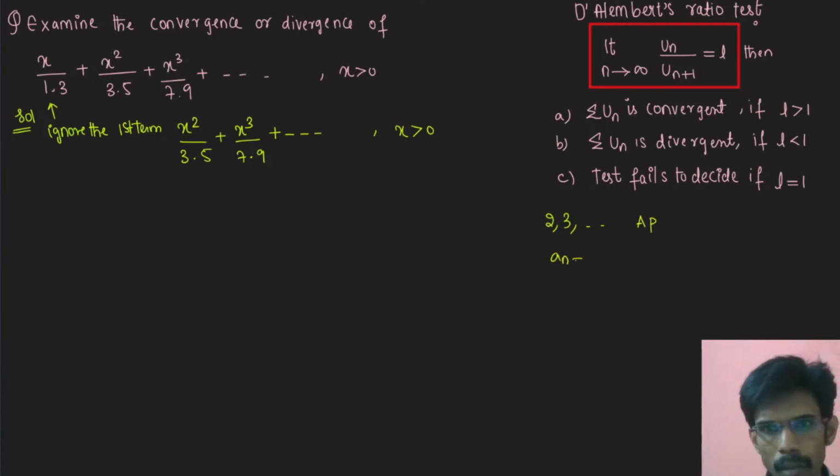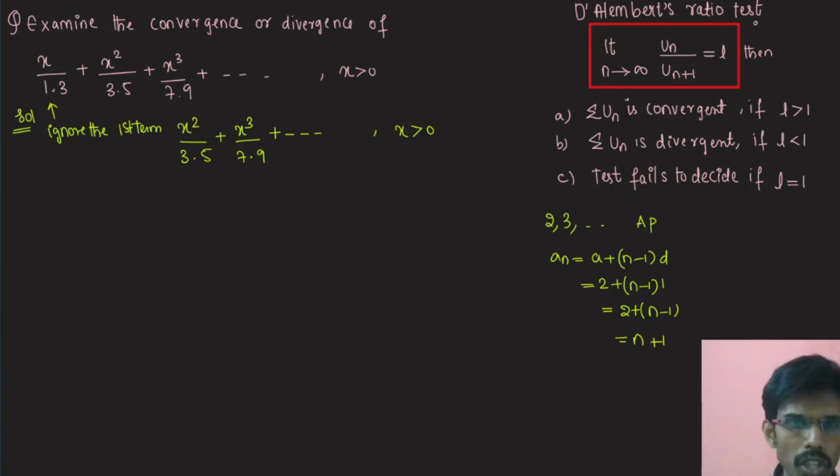Its general term will be an, that is a plus n minus 1 into d. So a is the first term, that is 2, and the common difference is 1 here. So we have 2 plus n minus 1, that is n plus 1. So the general term of this series is Un, that is x power of n plus 1.